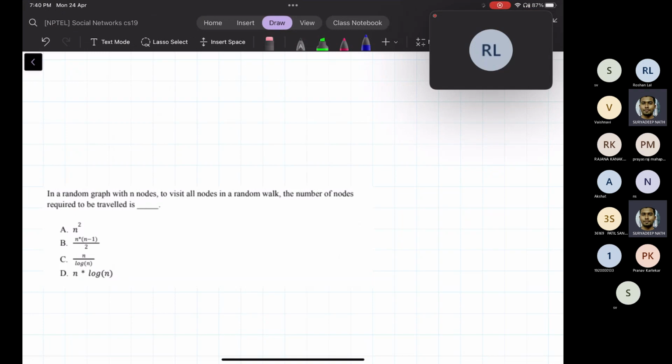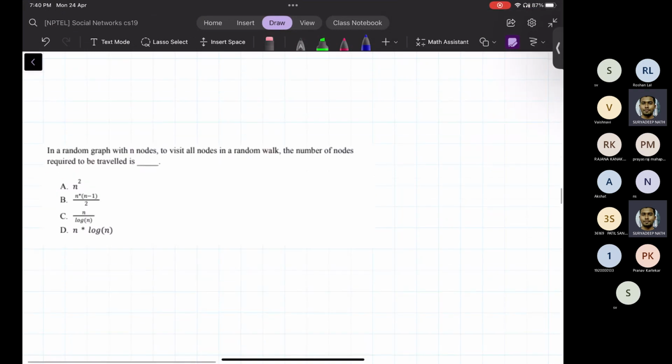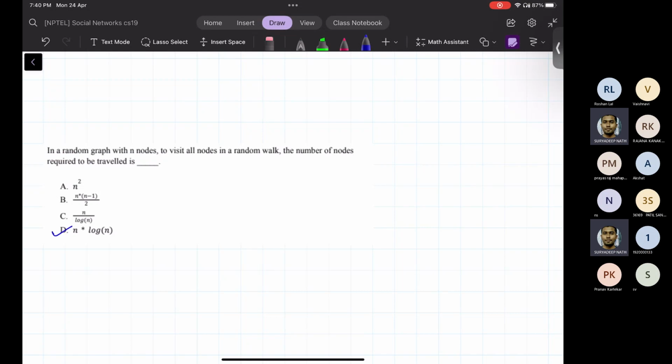Coming back to our discussion. In a random graph with n nodes, to visit all nodes in a random walk, what is the number of nodes required to be traveled? Empirically, it has been observed that if you do this random walk with n nodes, you'll have to traverse n log n nodes before all the nodes are traversed.